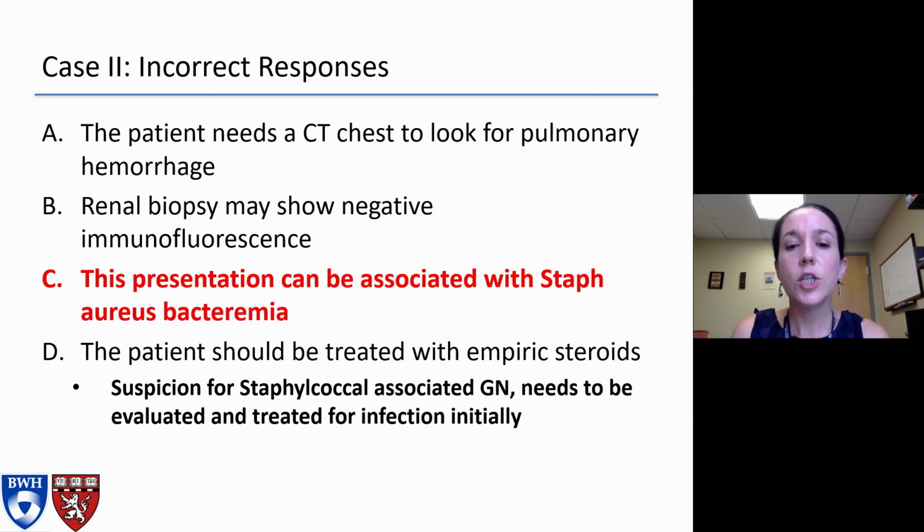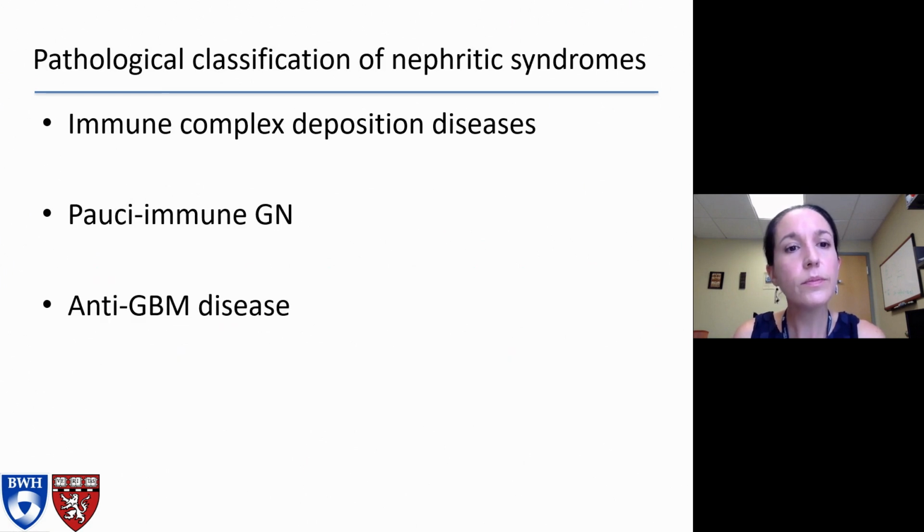So for the option that this patient should be treated with empiric steroids, this particular presentation raises concern for staphylococcal associated glomerulonephritis, and that should initially be evaluated and treated before you would think about immunosuppression. We'll talk about this a little more, but this is associated with active infection as opposed to post-infectious GN, where the infection has resolved and you're seeing immune complex deposition in the kidneys, and quieting the immune response with steroids may be helpful in that condition. Here you want to treat the infection.